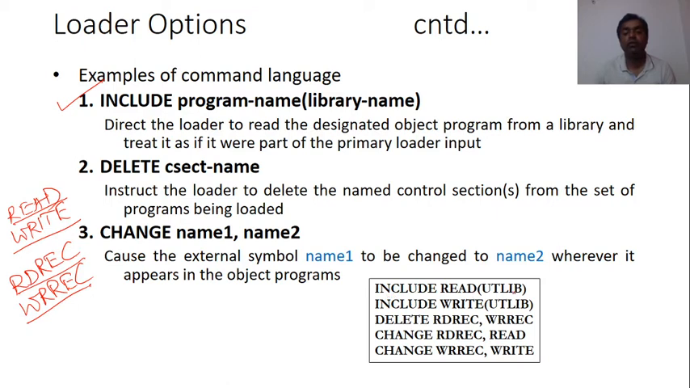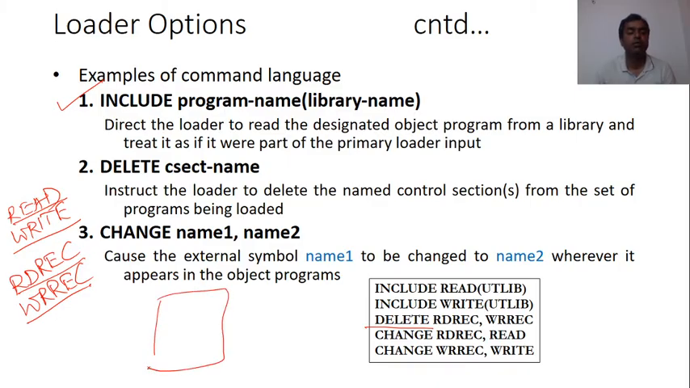Include read from utility library. Include write from utility library. Delete rdrec and wrrec. What does this command do? It instructs the loader to delete the named control sections from the set of programs being loaded. That means just delete these control sections from the set of programs. I am just repeating one more time.